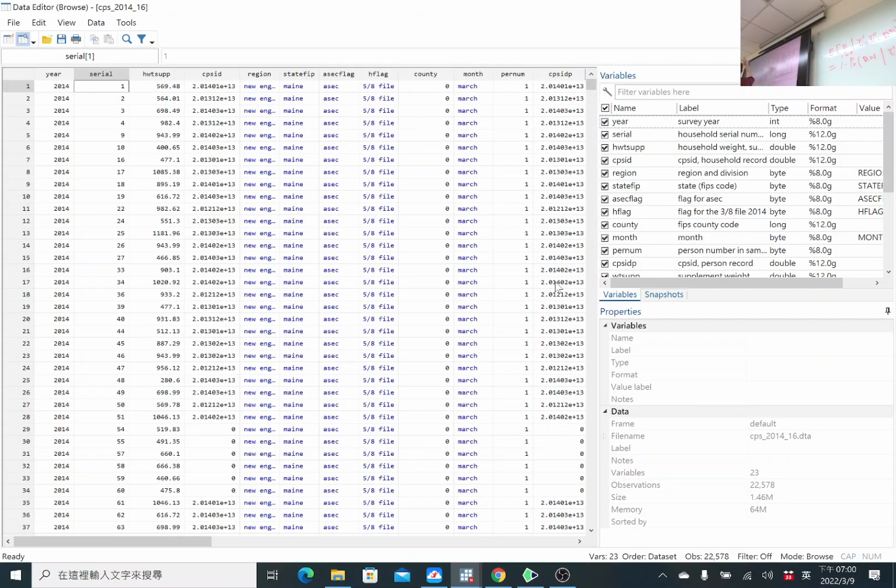One household ID, only one left. So the first observation will be keep.